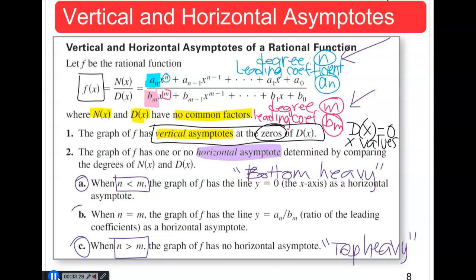Then our second case, B, is whenever n is equal to m, which means they have the same degree. Now let's start from the third case. Whenever the degree of the numerator is bigger, we're going to have no horizontal asymptote. Instead, we're going to have what is called a slant asymptote, and we are going to look at those at the end of this section.